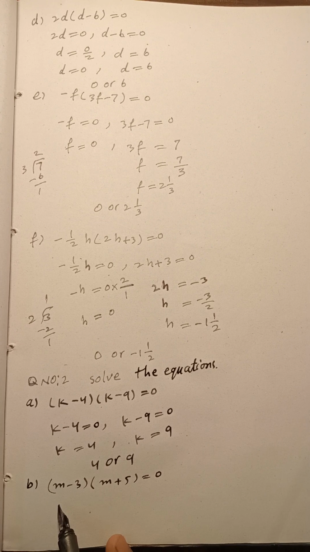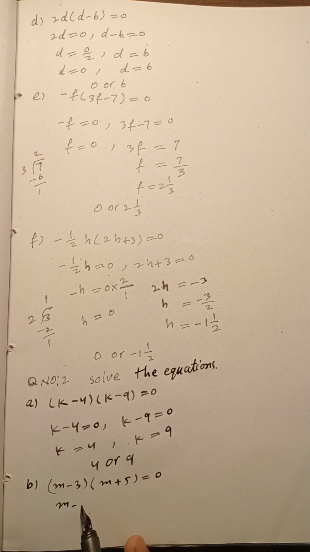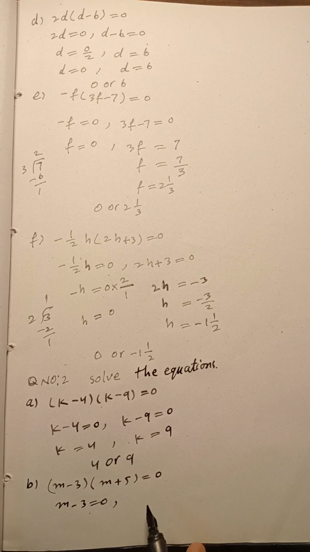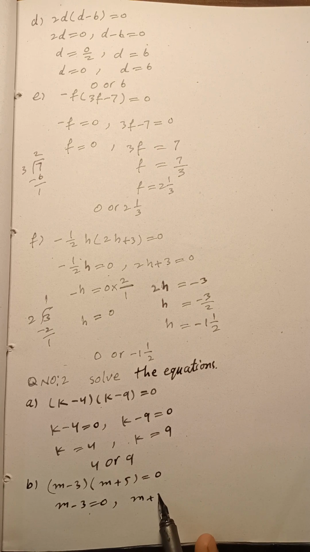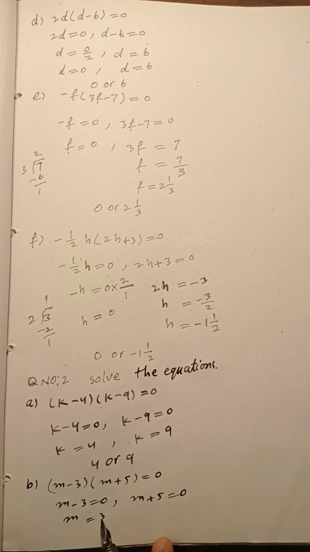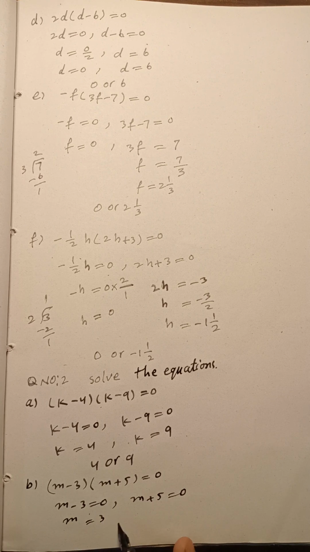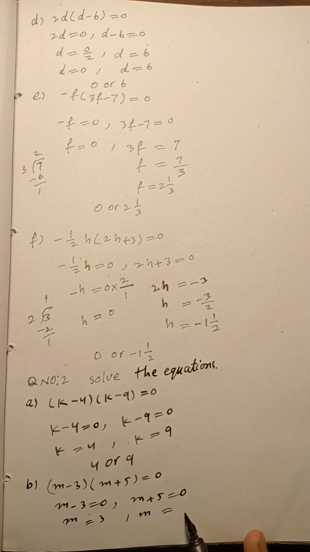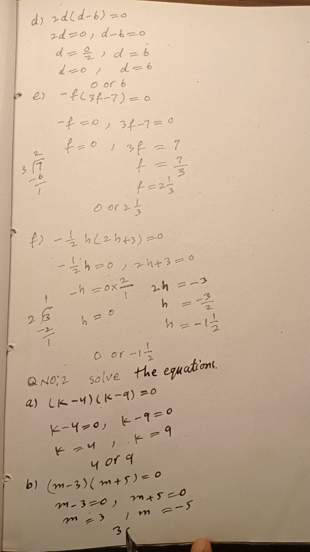C B part, it also has two terms. m minus 3 is equal to 0, and m plus 5 is equal to 0. m is equal to 3, minus 3 will become plus 3 on the other side, and m is equal to minus 5, plus 5 will become minus 5 on the other side. So the answer is 3 or minus 5.